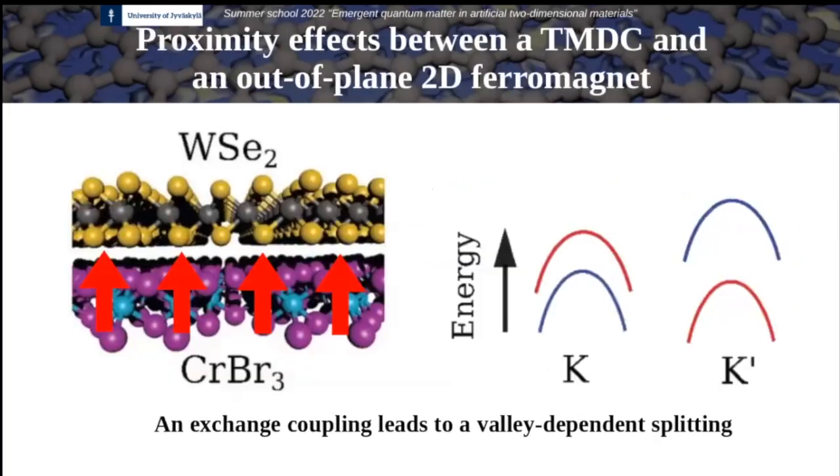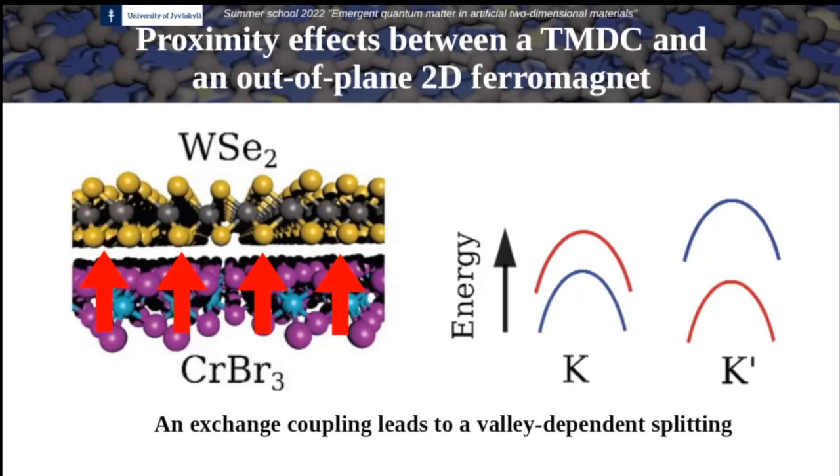So what we are going to do is consider a very, very simple heterostructure. We are going to take one of the ferromagnets that we were discussing before. In particular, let us take chromium tribromide, for example, a two-dimensional material that has out-of-plane magnetization. And let's put one of these 2D dichalcogenides on top of chromium tribromide.